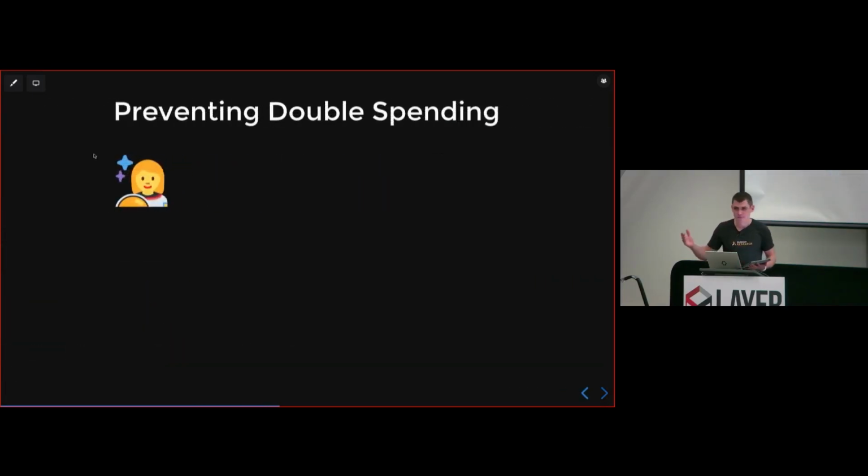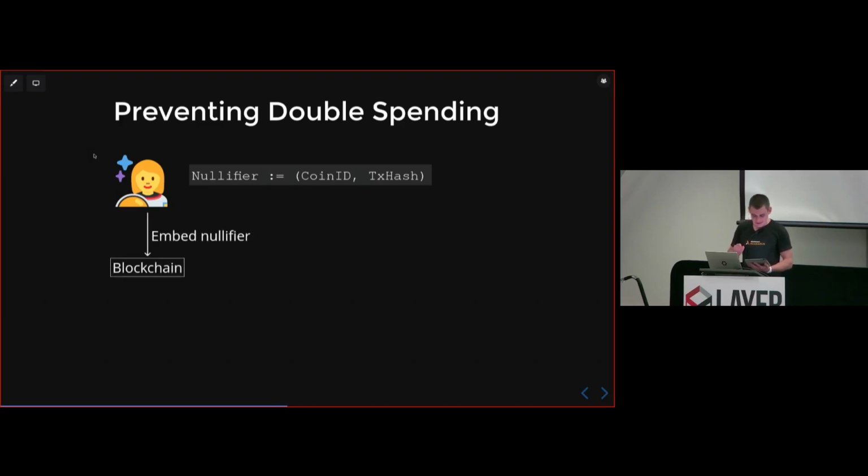So now, the most important slide. How do we prevent double spending? We define the nullifier to be a tuple of the coin ID of the coin being spent and the hash of the transaction that spends the coin. Sally takes this nullifier and writes it to the blockchain.